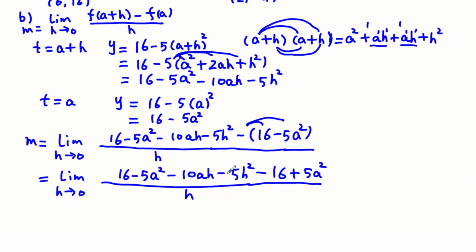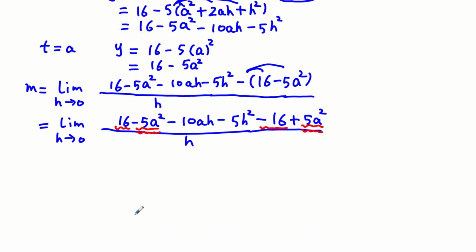Then we are going to collect the like terms. 16, there are no variables, they are like terms. 16 minus 16 is 0. Then negative 5a squared, positive 5a squared, the variable is the same, degree a squared the same, they are like terms. Negative 5a squared plus 5a squared is 0. Now we have limiting value when h approaches 0. We have negative 10a times h minus 5h squared.